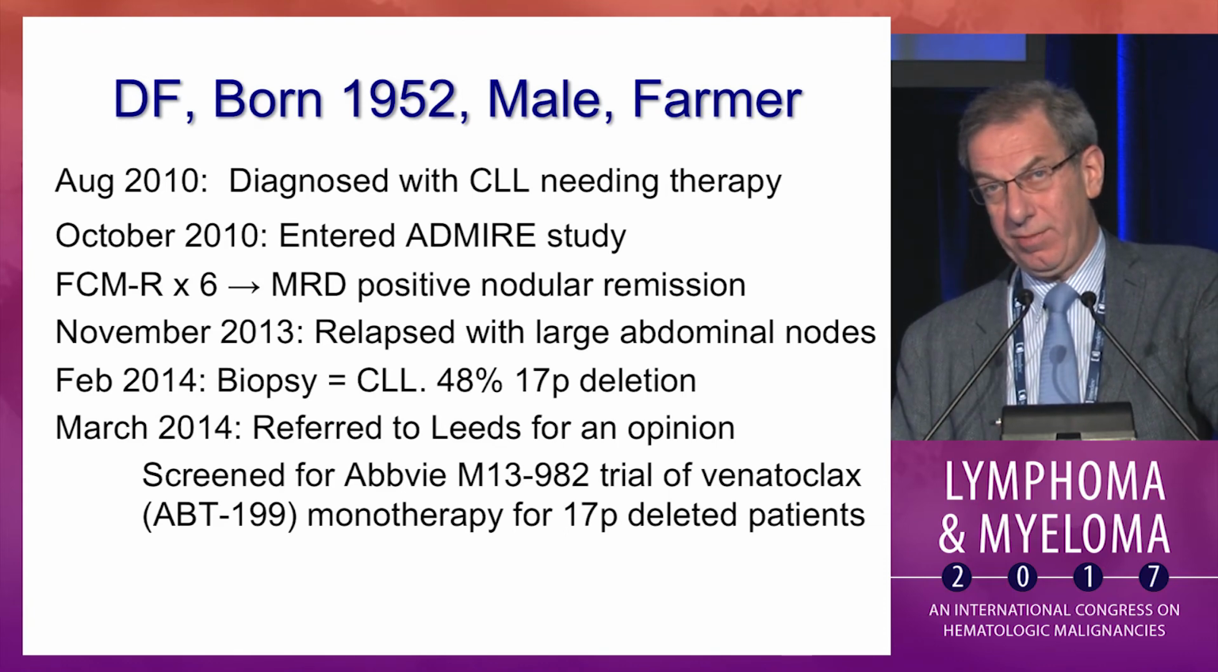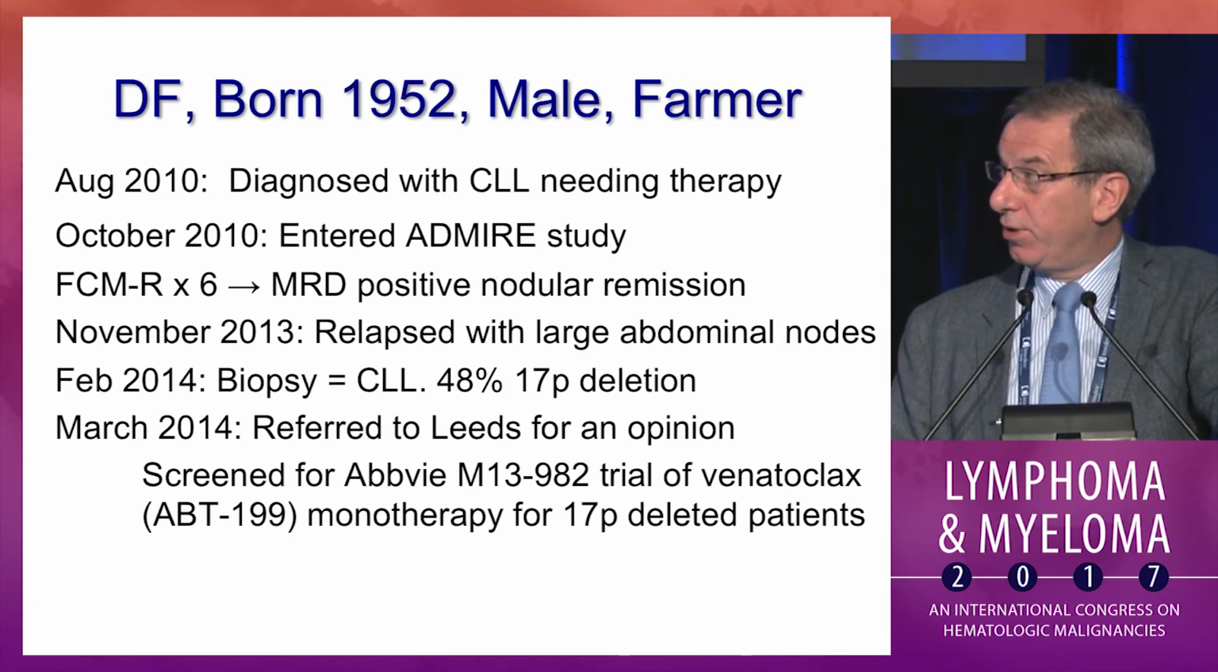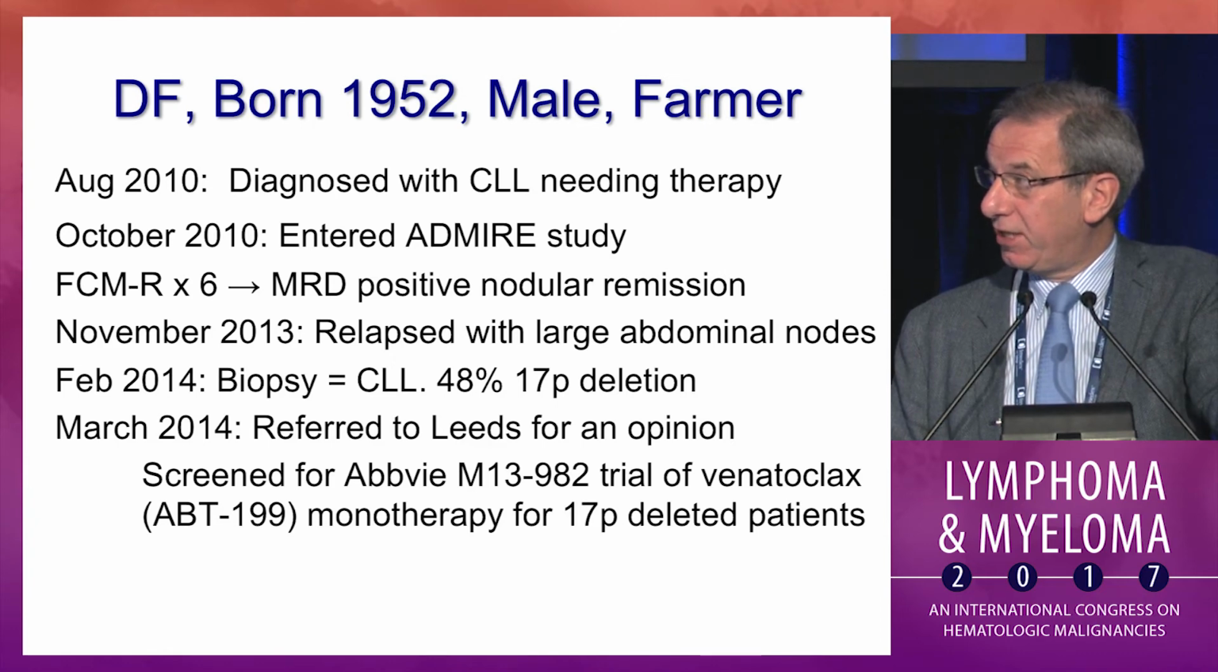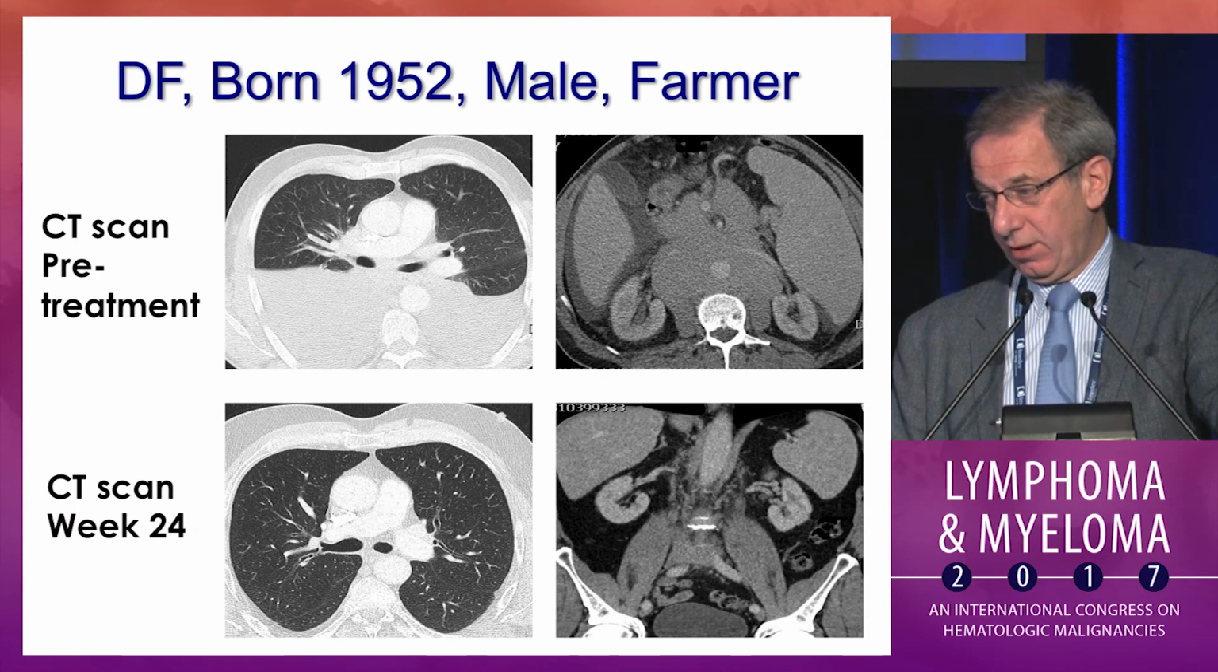This is a farmer, 52 years old, born in 1952, treated with FCR, had a poor response, relapsed with 17p, and was referred to us for trials. He was put in a trial of venetoclax in March 2014. He had massive effusions and massive nodes. Within 6 months, the scan was completely clear, the fluid had dried up.